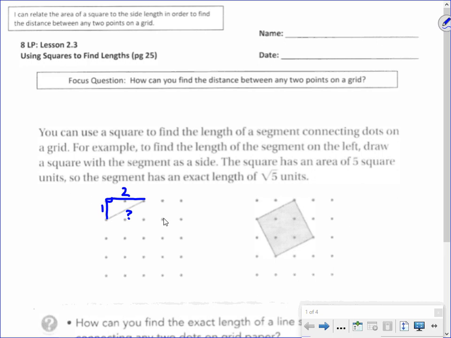So I can find the missing length by doing a little task. I can take the square of the 2 legs. So 1 squared plus 2 squared, okay? And I know that 1 squared is 1 and 2 squared is 4. So that comes out to 5, right? So 5, that would be the area, right?